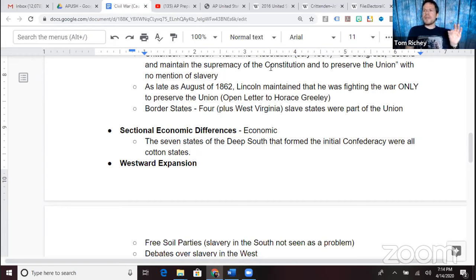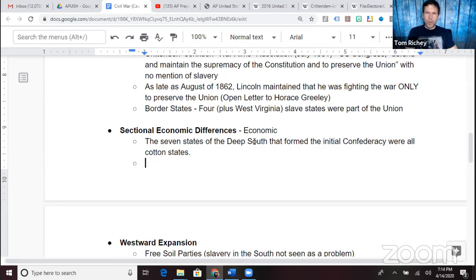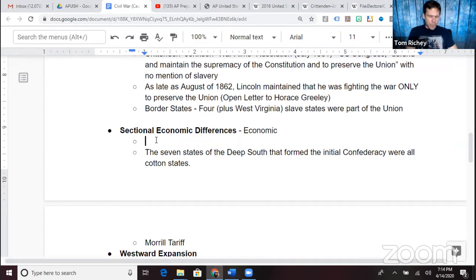Now, when we look at the tariffs, the Morrill Tariff, this is something where we go back and think about the American System. Let's go back here and think about free trade versus the American System.